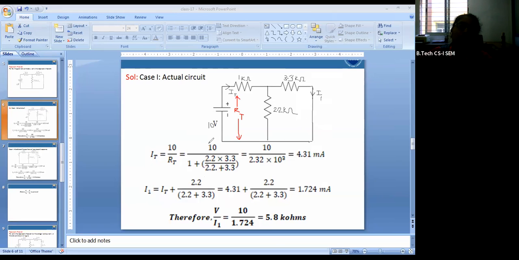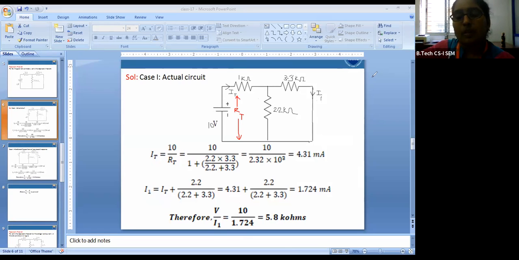Okay. After that, what do we actually want? We want the ratio of input to output, 10 V by I1. So for case 1, find that ratio. V is 10, I1 we have 1.724, that is in milliamperes. So that gives 5.8 kilo ohms. Clear?